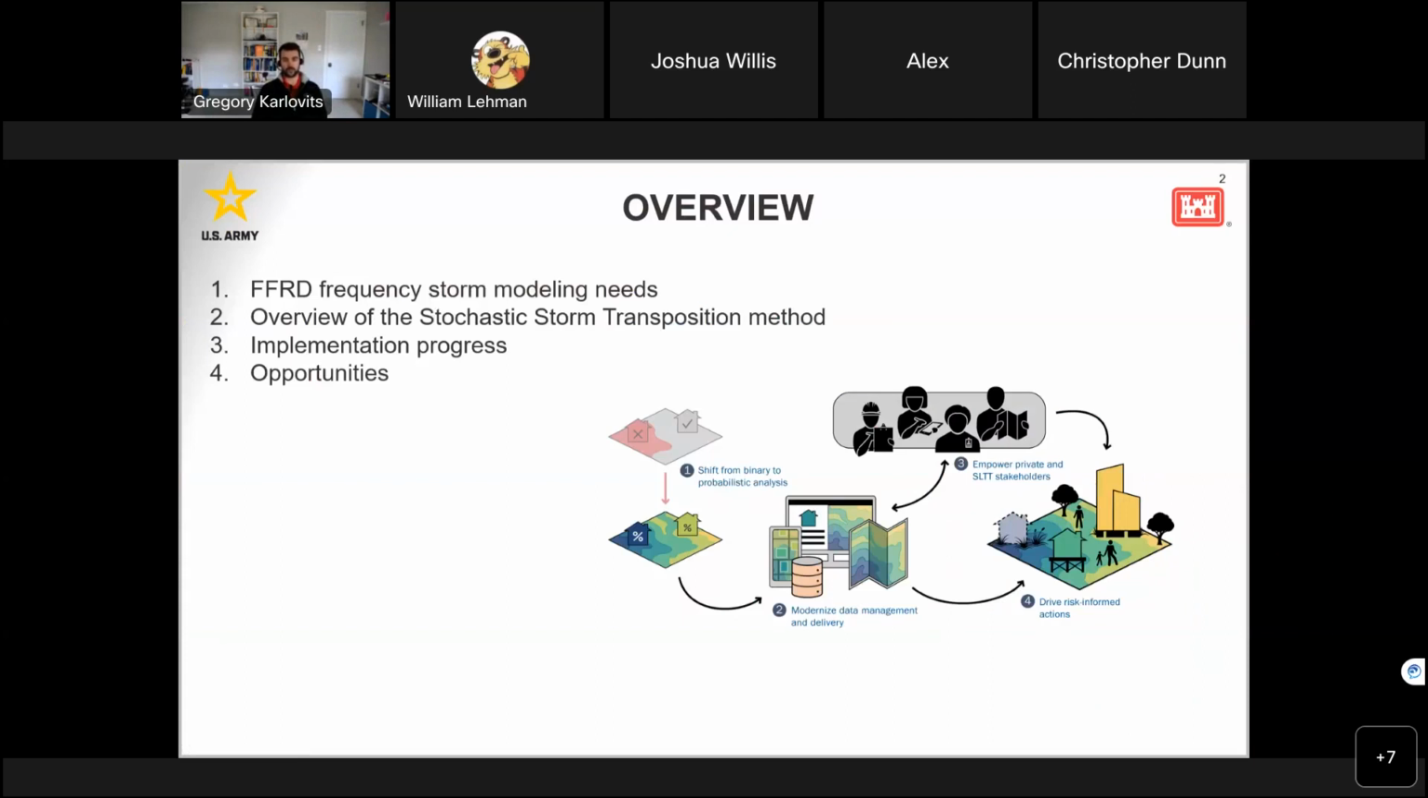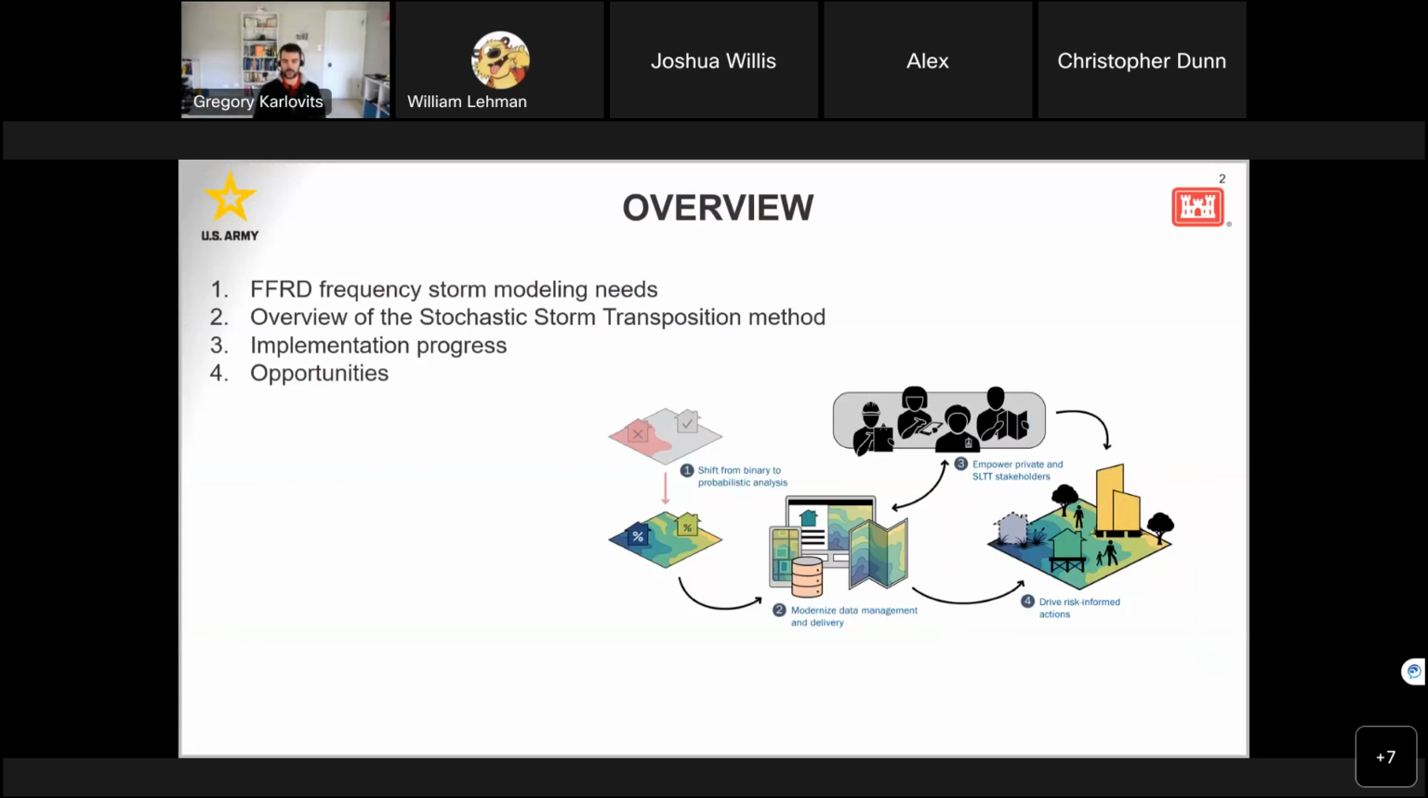A lot of those come from what FEMA is requiring as part of their goals with the Future Flood Risk Data Initiative. I'm going to highlight Stochastic Storm Transposition, which is our proposed solution to these problems. I'm going to talk a little bit about what we've done so far to get SST and some of the other modeling things that happen in conjunction with that into some of our tools, and then a short discussion of some of our opportunities as they come on in the future.